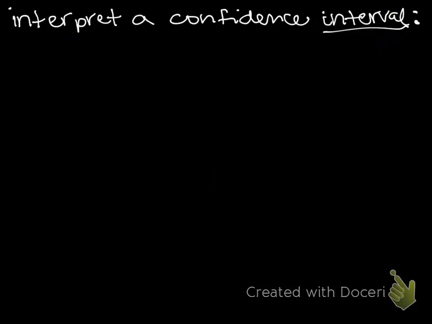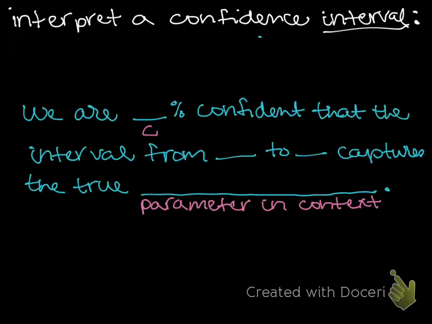All right, how do we interpret a confidence interval? Very important. One of the things we have to be able to do on the AP exam is to interpret a confidence interval. So here's how we do that. We are C% confident that the interval from blank to blank captures the true parameter in context.